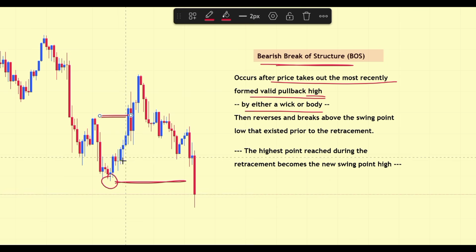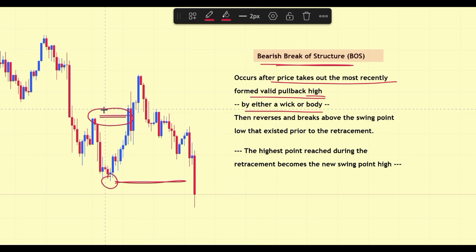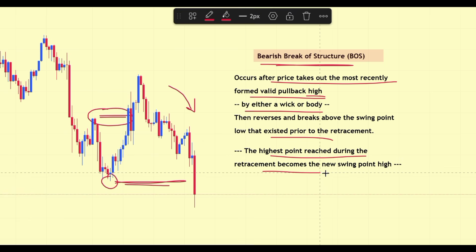And then price reverses, that is after price has taken out this. It doesn't matter how further price continues higher, taking more pullback highs, we are only interested with the recent one. So after price has taken out the most recent pullback high and then reverses back and breaks past this swing point low, then this is what we call a bearish break of structure. Exactly right here, you can clearly see price reverses, breaks below the swing point low that existed prior to the retracement. The highest point reached during the retracement becomes the new swing point high, and we can clearly see that this one here is the highest point reached during this retracement, and that becomes the swing point high.